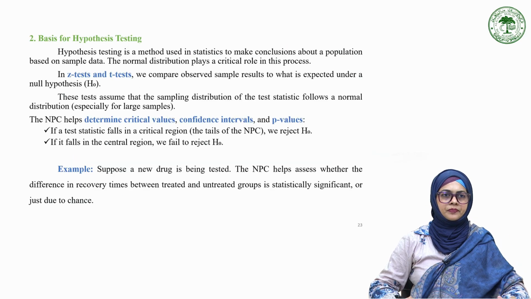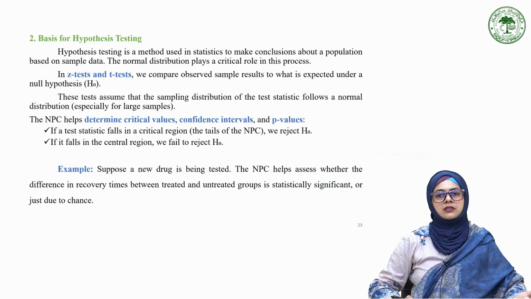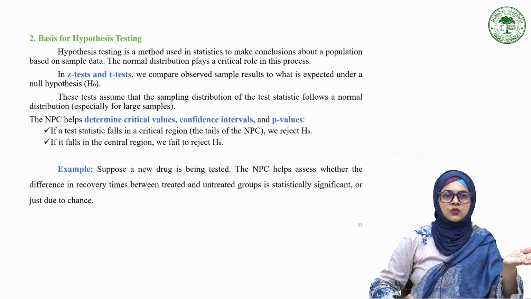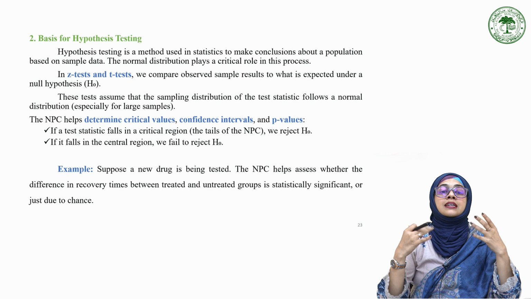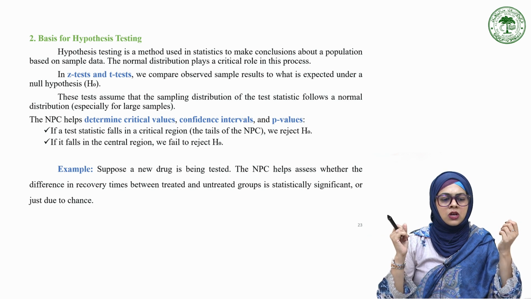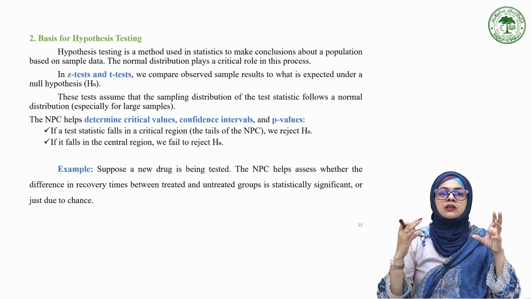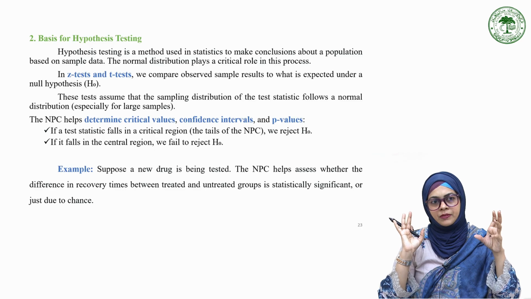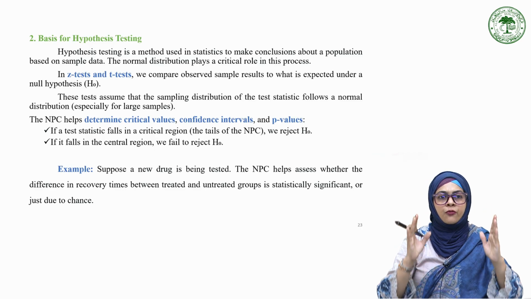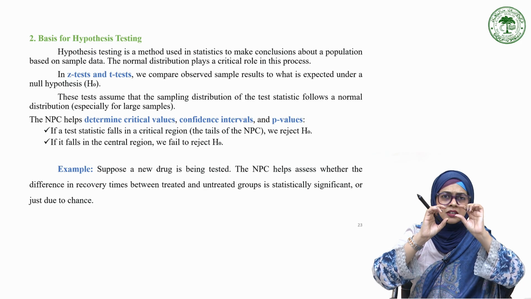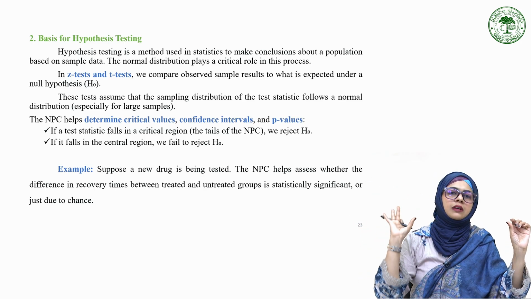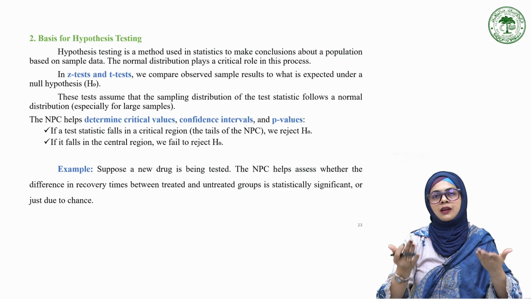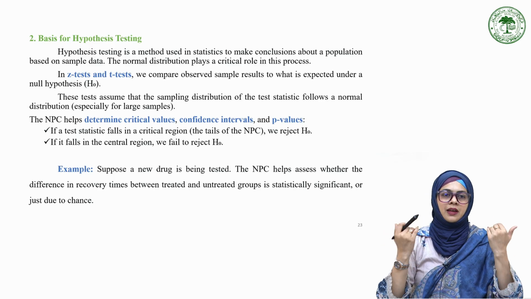Now, on the basis of hypothesis testing also. In hypothesis testing, especially with Z-score and T-score, we compare the observed sample result to what is expected under a null hypothesis. The NPC helps to determine the critical values, confidence levels and p-values, that is the significance level. If the test statistic falls in the critical range, that is the tails of the NPC, we reject the null hypothesis. If it falls in the central region, then we fail to reject the null hypothesis. We basically accept the null hypothesis.